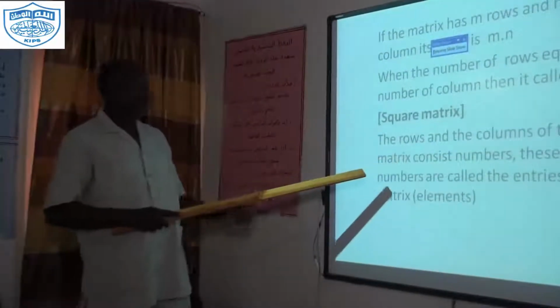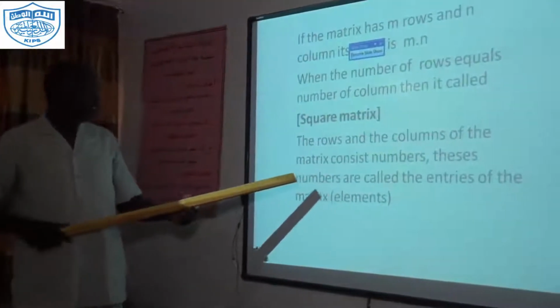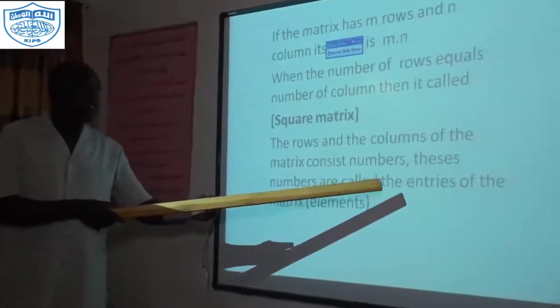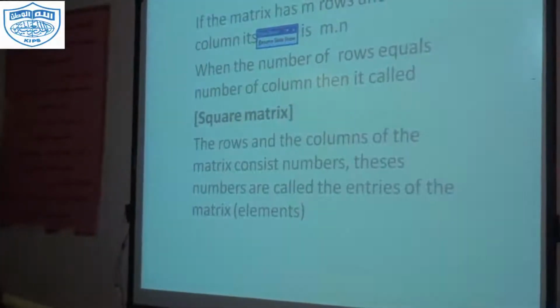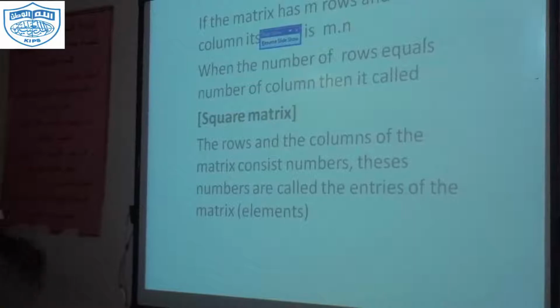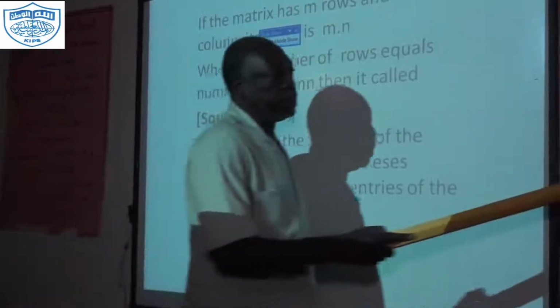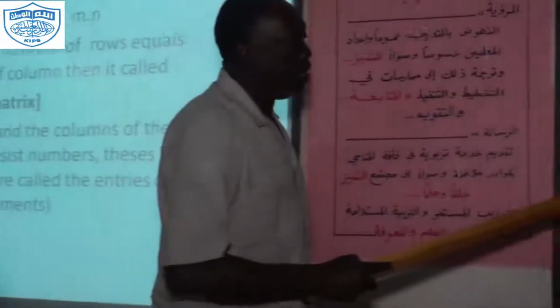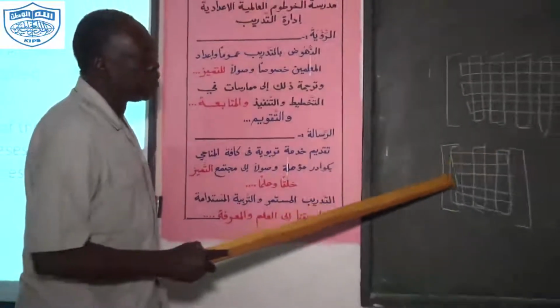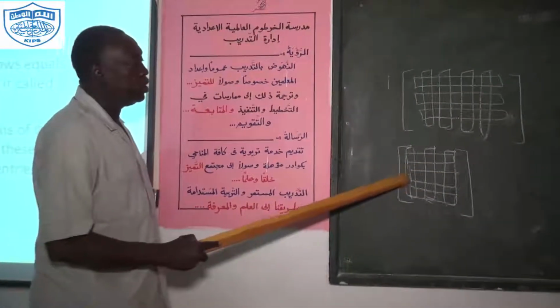The rows and the columns of the matrix consist of numbers. These numbers are called the entries of the matrix, or the elements. So we call it the entries of the matrix. This element, we call it the entries. These entries are called the elements of the matrix. This is the element of the matrix.